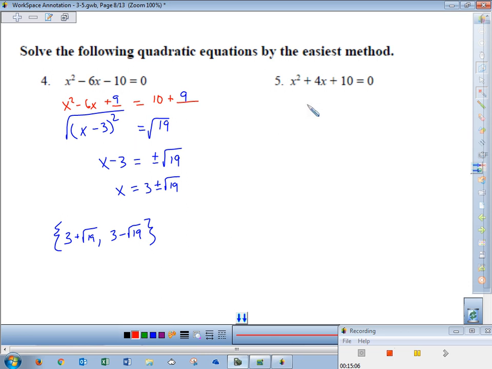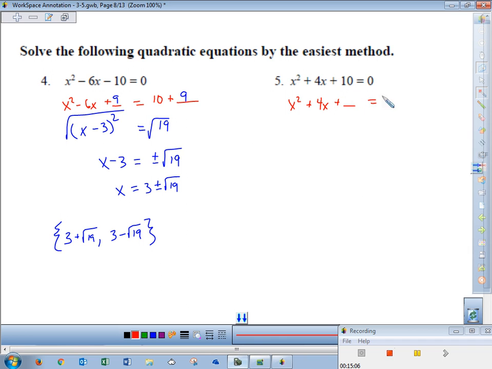So let's try number 5 here. First of all, I want to see if I could factor it. A is 1, so this is not a perfect squared trinomial, no GCFs. Can I find two numbers that multiply together to be 10 and add together to be 4? 1 and 10? No. 2 and 5? No. Can't factor. So is A 1 and B even so I can complete the square? That's a winner, man. So you set them up with blanks.